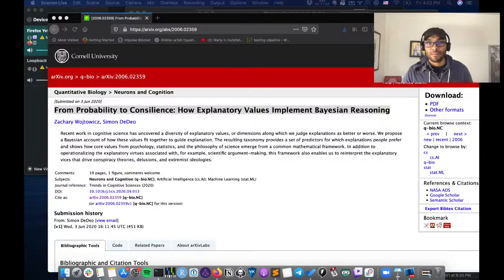This is a paper. Let me back up. On Saturdays, we have a weekly reading group on computational cognitive science and applications to AI. And this week we're going to try and read this paper, Probability Consilience: How Explanatory Values Implement Bayesian Reasoning.